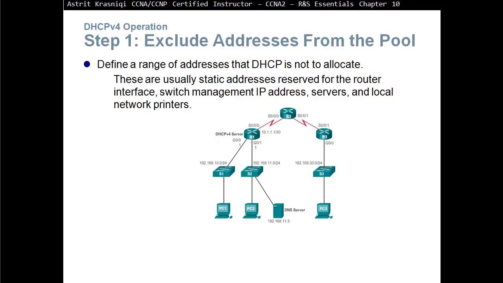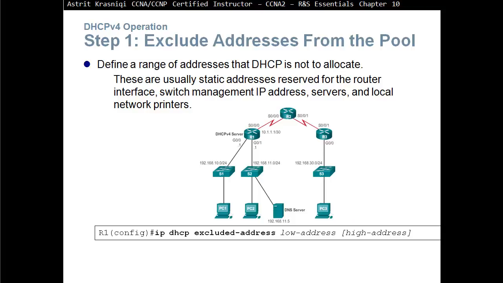So step 1, exclude addresses from the pool. So define a range of addresses that DHCP is not to allocate. These are usually static addresses reserved for the router interfaces, switch management IP addresses, servers, and local network printers. In the global configuration mode, the command is ip dhcp excluded-address, and then if it's a range, you can put from the low address to the high address. So for example, if there's a range from 50 to 60, you put .50 here and .60 on this side.